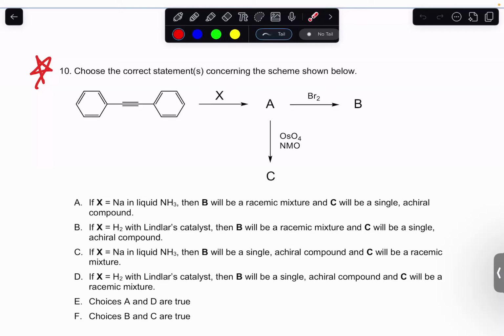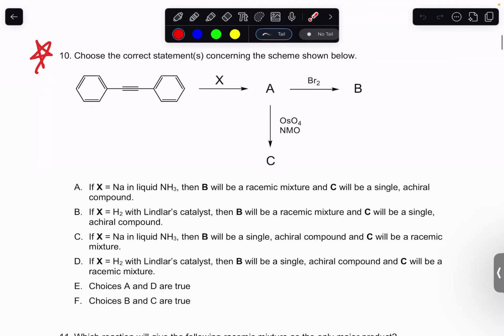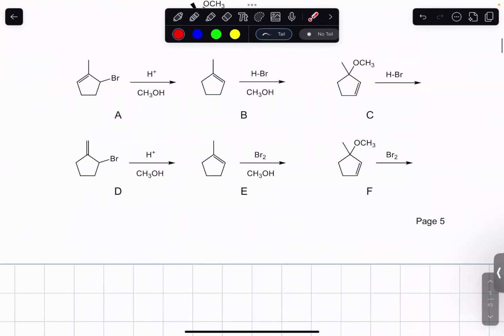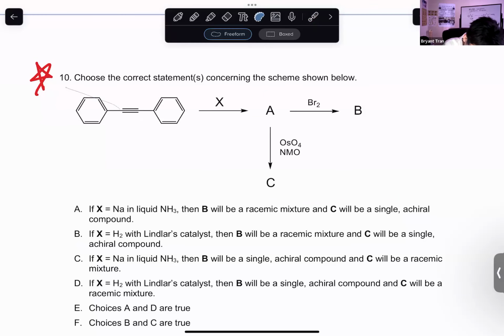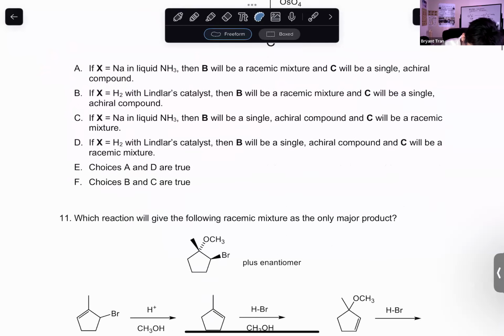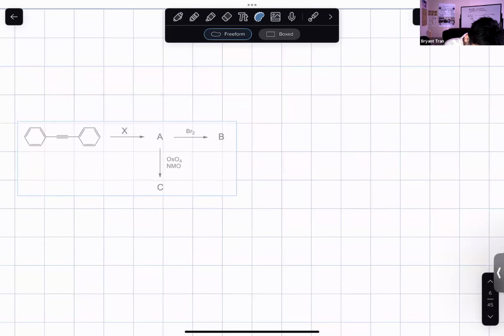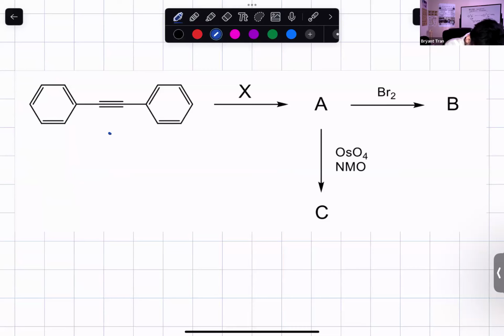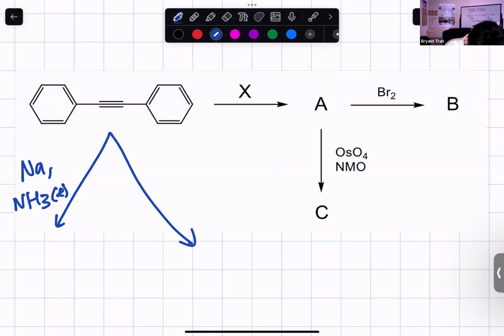Horrible. So I did this question and I think I chose B. B was definitely one of the answer choices, and I think it was B and C. Let me copy and paste this scenario down and ask you what products we would expect if we have this alkyne and we react it with sodium in liquid ammonia or H2 with Lindlar's catalyst, aka poison catalyst.